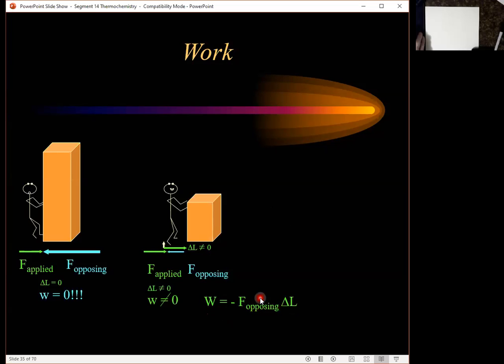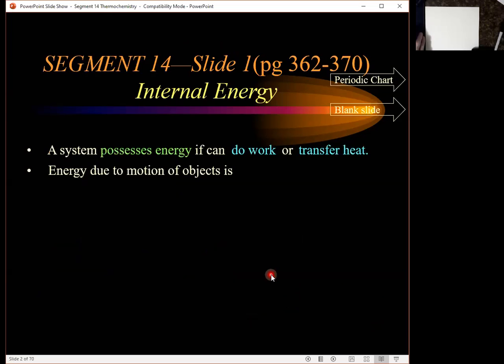And as I said a while ago, the resisting force and the direction we count as positive are in opposite directions. So we want positive work to be done, and so we need that negative sign out there. Okay. Now, a system has energy if it can do work or transfer heat. Those are the two ways we're going to look at energy. Now, energy by virtue of motion is called kinetic energy.